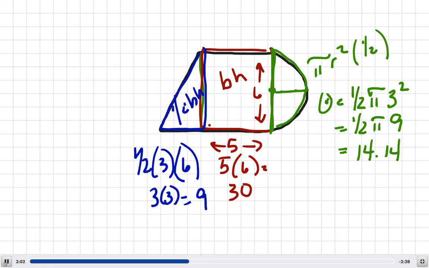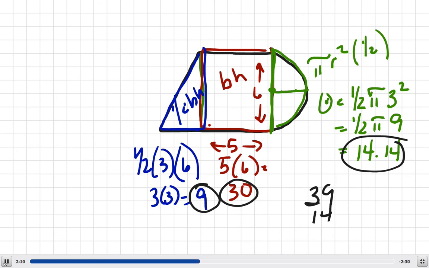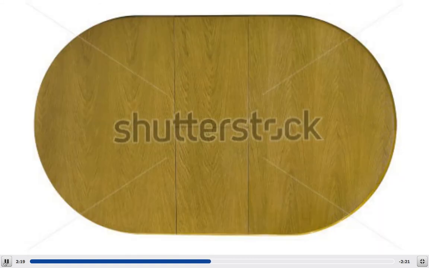So the total area, I'm just going to add all 3 of my individual areas, so I get 39 plus 14.14, and that gives me a total area of 53.14.